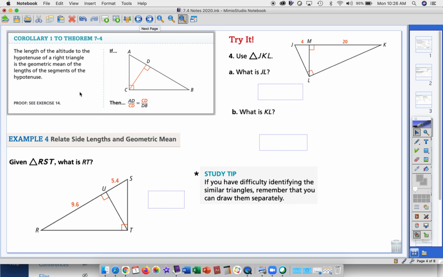Corollary 1 to Theorem 7.4 says that the length of the altitude to the hypotenuse of a right triangle is the geometric mean of the lengths of the segments of the hypotenuse. So when they're talking about the lengths of the segments of the hypotenuse, they're talking about BD and AD.